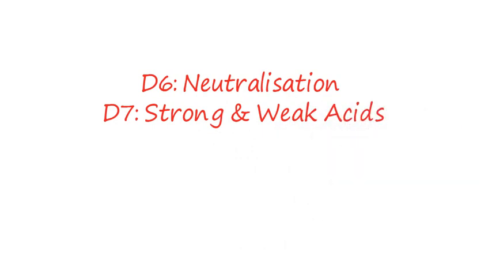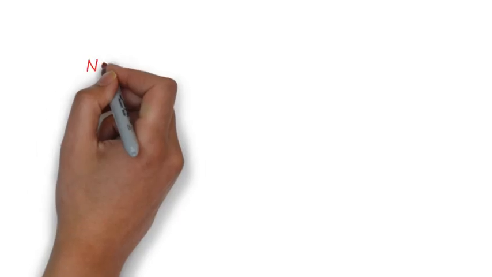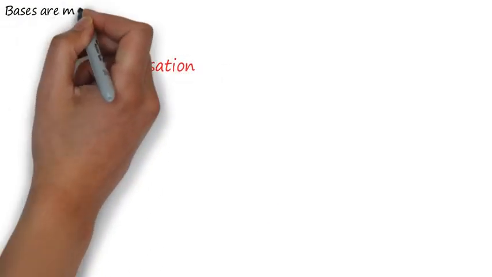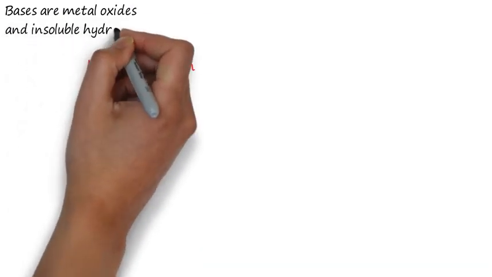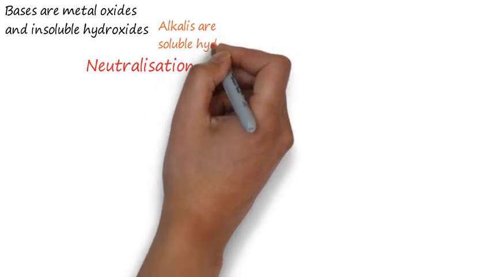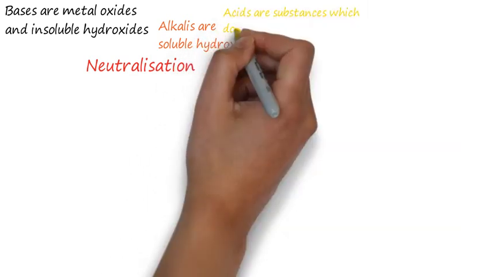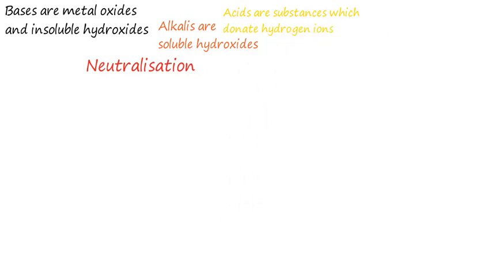In the past videos, we have been looking at acids, alkalis and bases. We should know by now that acids and bases can neutralise each other, and that alkalis are a type of base. We are going to try and understand these in a little bit more detail. Bases are metal oxides and insoluble hydroxides. Alkalis are soluble hydroxides, for example sodium hydroxide.